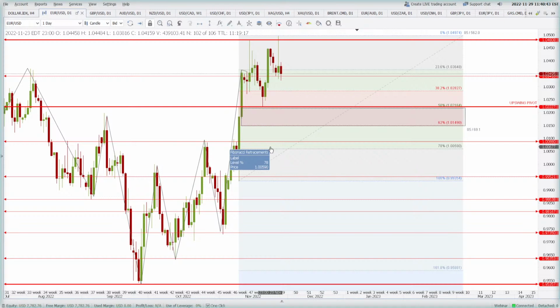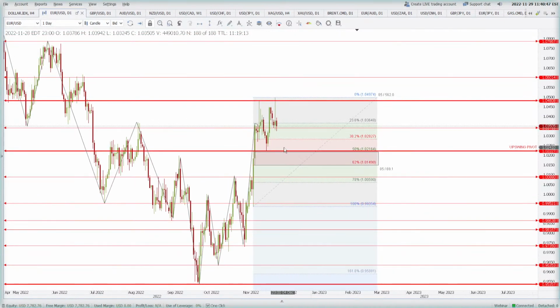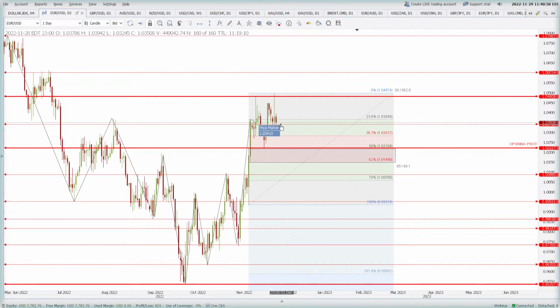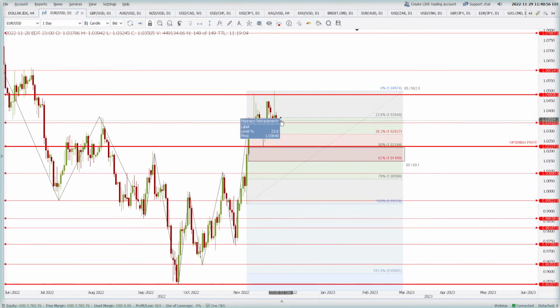Which pair you are talking about? So the euro dollar, yes, euro dollar, it is good to go long, but will you enter long at the current prices? MJ, I will say not now. One, the daily candle is red. Two, the price has made a pin bar at the resistance of 1.04808.